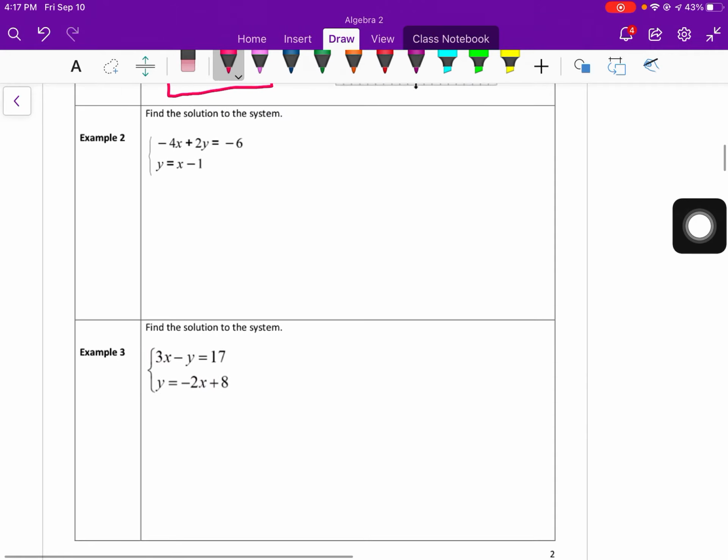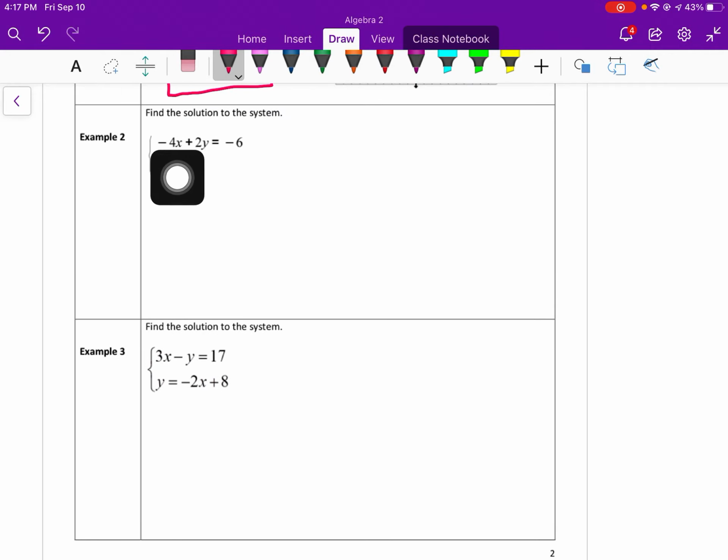In our next example, you'll see that we have this equation, -4x plus 2y equals -6, is in standard form. And then we have y equals x minus 1, which is in slope-intercept form. This is a perfect problem set up for substitution, because we have a variable isolated already. For substitution is where we want to substitute in for one of the variables. So you need one of the variables isolated, like a y equals or an x equals, which is what we have. We have a y equals by itself.